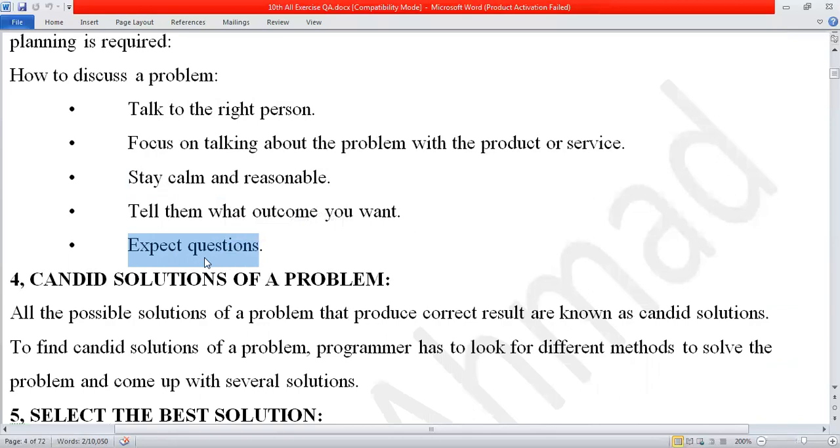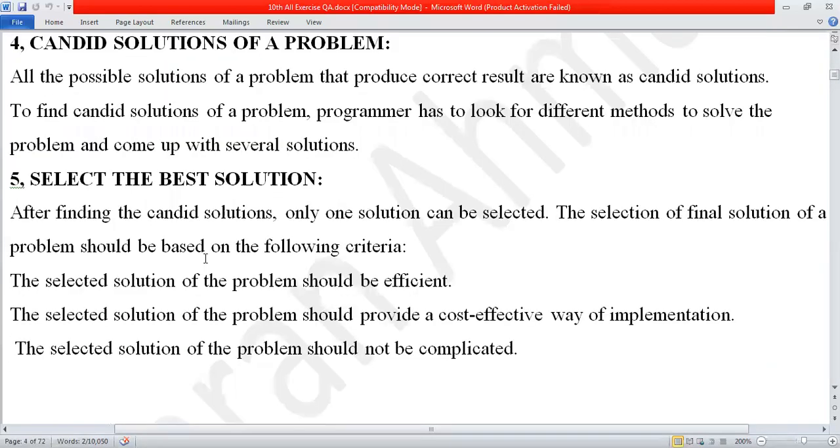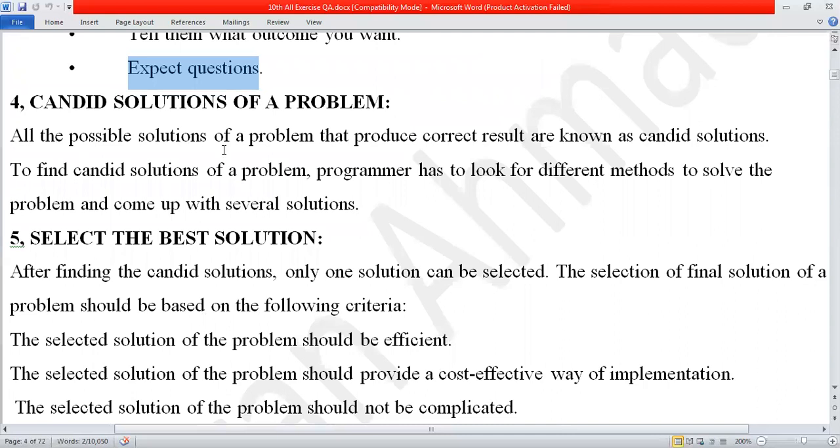Next is candidate solution of a problem. All the possible solutions of a problem that produce the correct result are known as candidate solutions. Let's say you are right in each and every step. So it means that you have a candidate solution. To find candidate solutions of a problem, the programmer has to look for different methods to solve the problem.